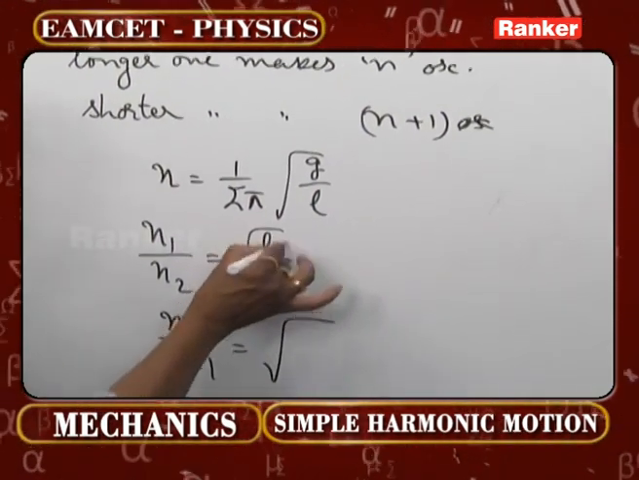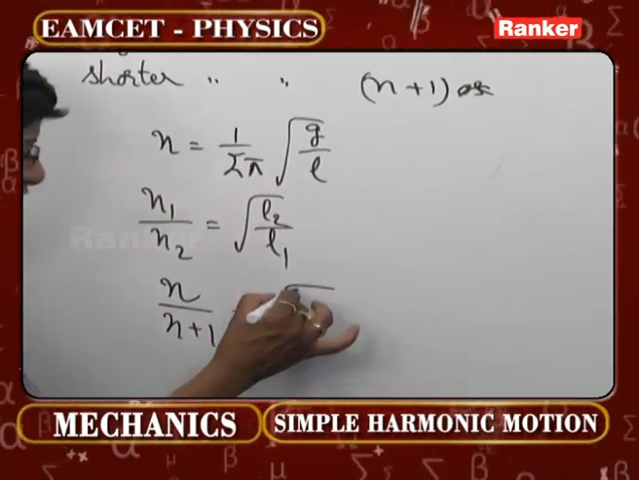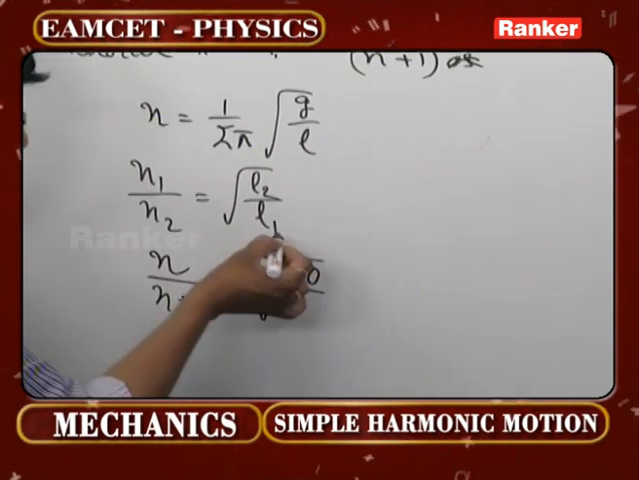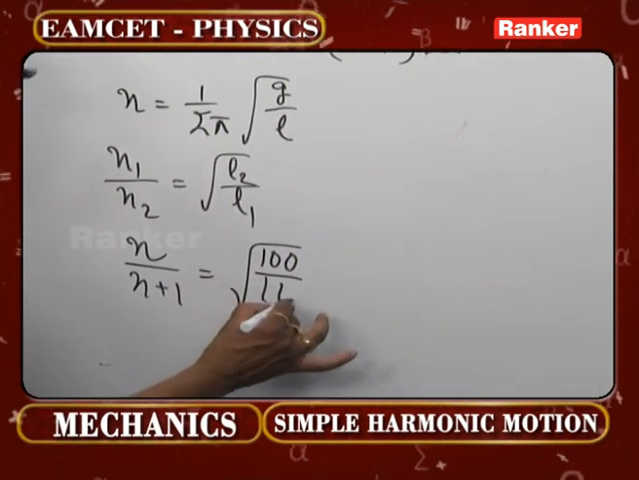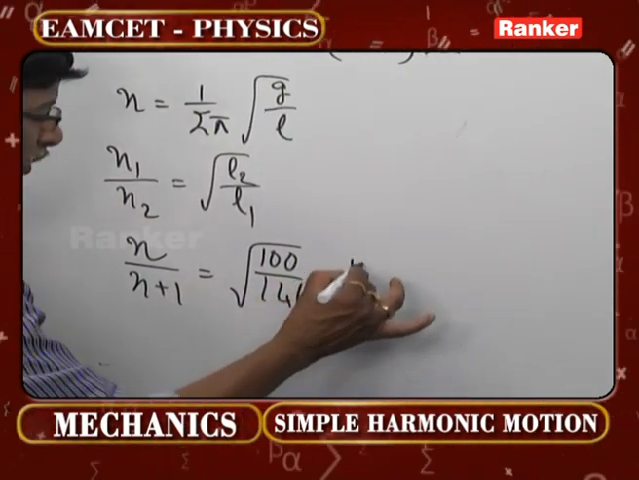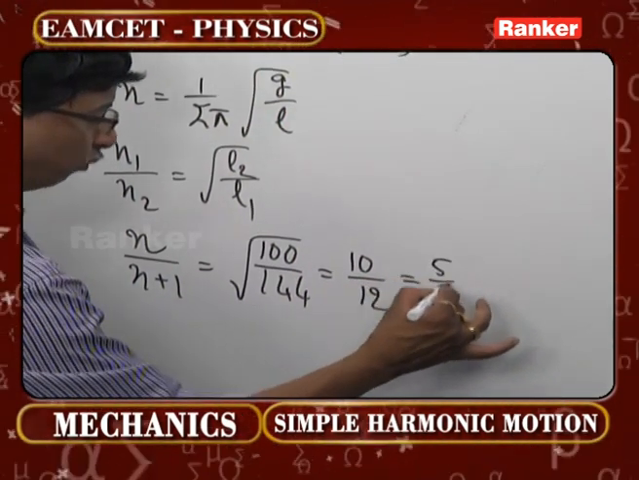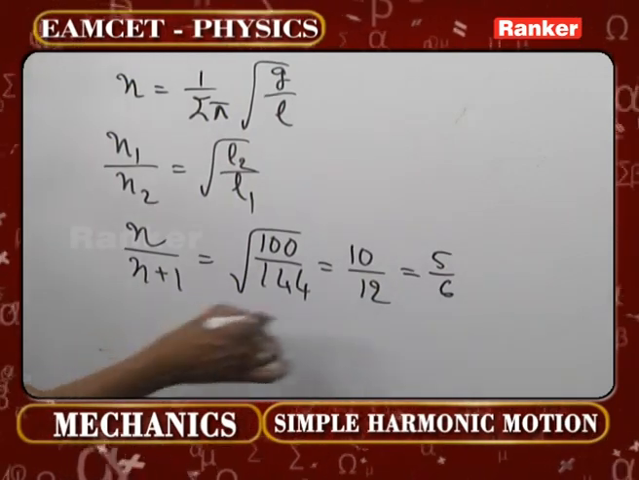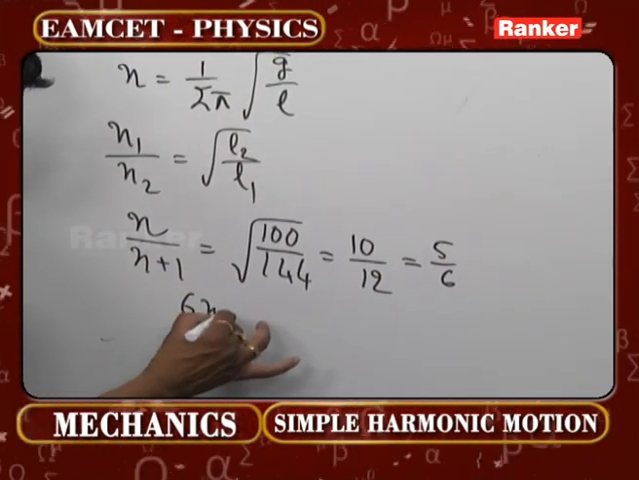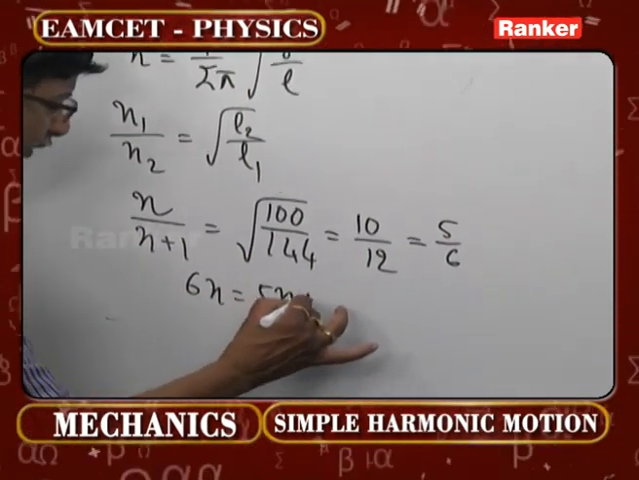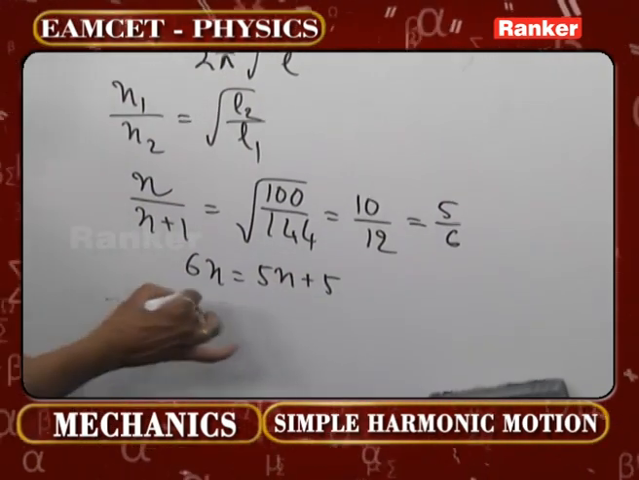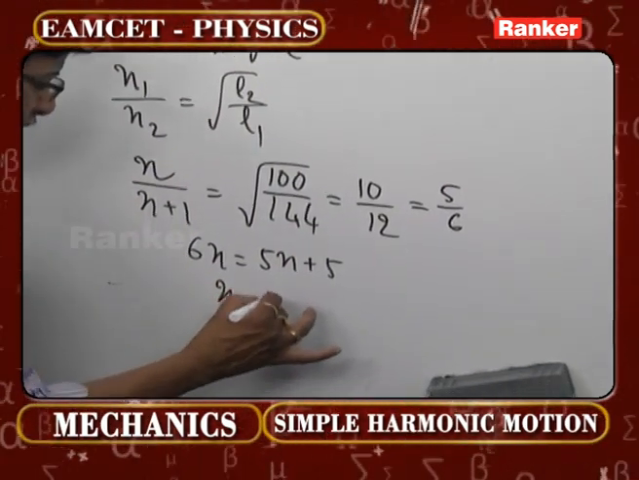Root of the shorter length, what is that one given over here? 100. What is the length of the longer pendulum? 144. Root 100 being 10, root 144 being 12, it is now 5 by 6 as such. Cross multiply this. 6n is equal to 5n plus 5. Now n will be 5 here.